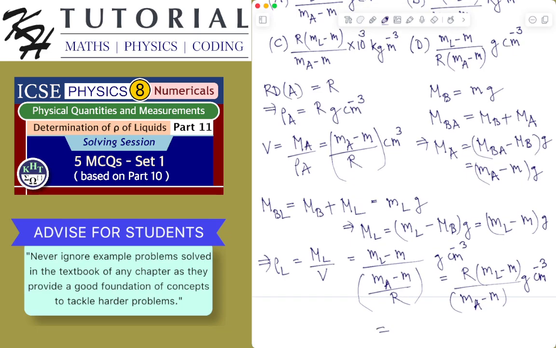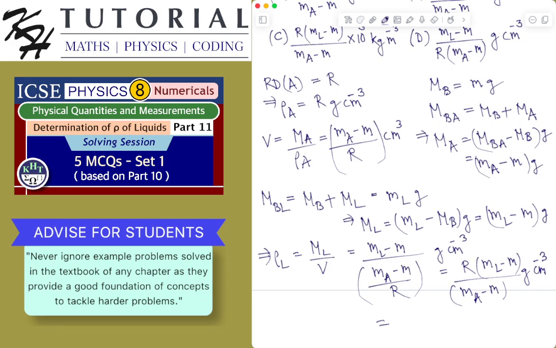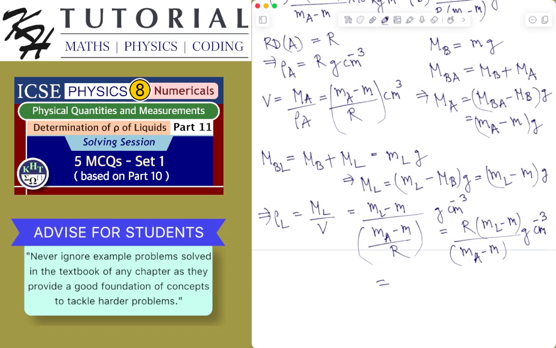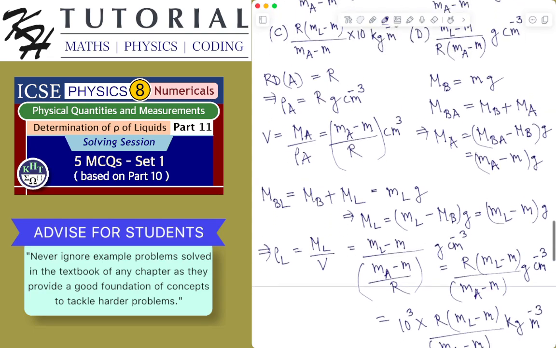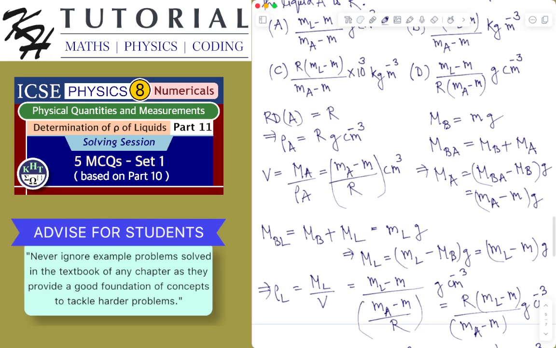Let's verify. We got the density in gram per centimeter cube. If we want to convert this to kilogram per meter cube, we have to multiply with 10 to the power 3. So this is 10 to the power 3 multiplied by R times ml minus m divided by ma minus m, this much kilogram per meter cube. This is the density of the liquid L in SI unit. So the correct choice is choice C.